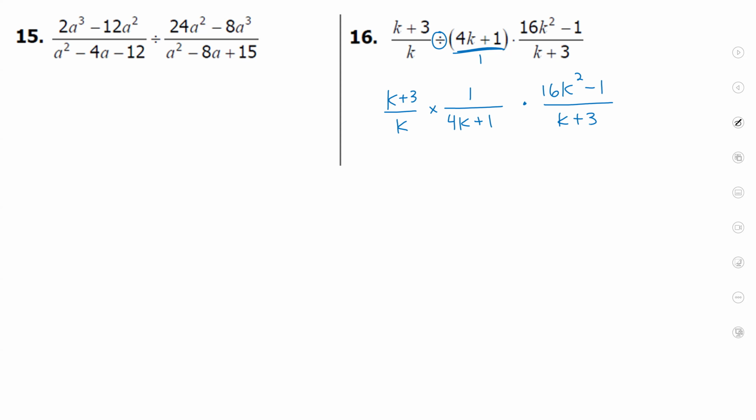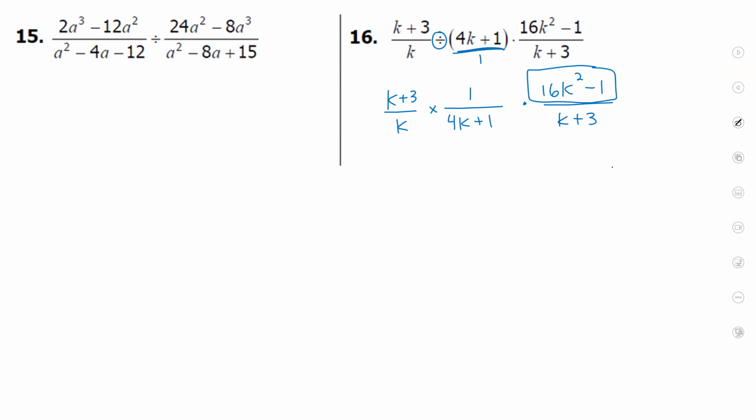Okay, now you just factor everything. The only thing that you can factor is this one right here. There's 2 ways you can think about this. You can square root both sides. The square root of 16 is 4, so it'll be 4k minus 1 times 4k plus 1. You can do it that way. Or another way you can do it is an X chart. You'll get the same answer.